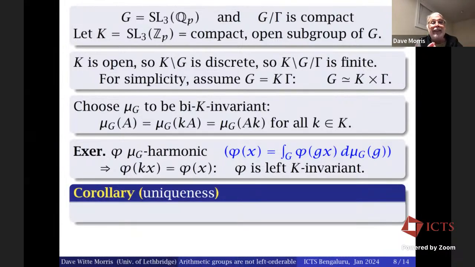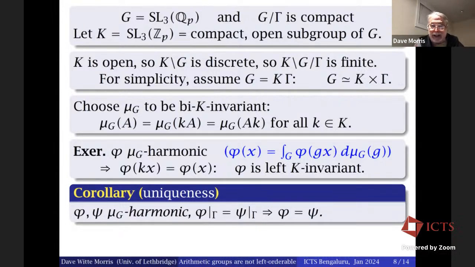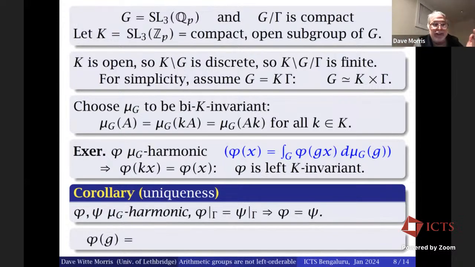And from that, it's obvious that any extension is unique. If phi and psi are two different extensions of some function on gamma, and they're harmonic, so if you've got two harmonic functions that both extend the same function on gamma, then they have to be the same. The extension is unique. And the way to see this is just calculate phi of some G. This is a warm-up for what I'm going to do next. Every element of G is just an element of K times an element of gamma. So instead of writing phi of G, I can take phi of some K times some gamma. But since phi is harmonic, it's got to be invariant under K, so that K just disappears.